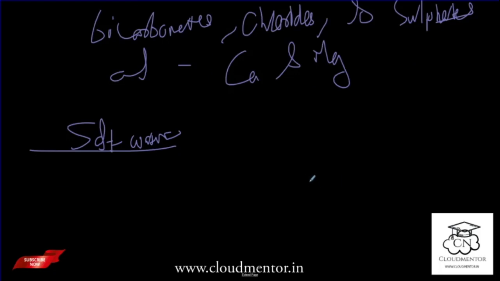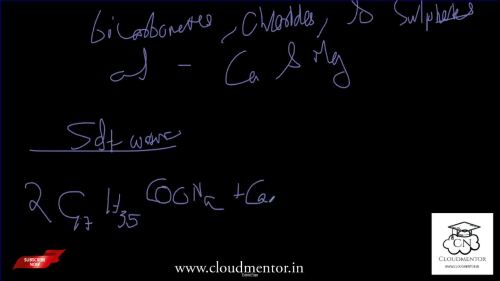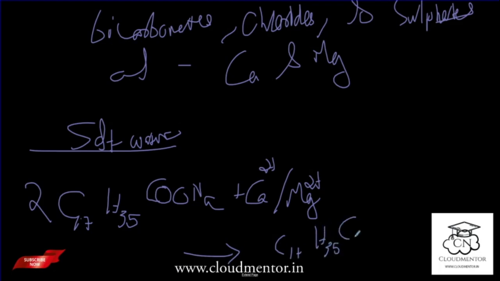as sodium stearate changes to the corresponding calcium or magnesium salt, which precipitates out, as in the reaction: 2C17H35COONa, which is a soap, reacts with the calcium or magnesium ions of hard water, giving the precipitate (C17H35COO)2Ca plus 2Na+. Soft water, on the other hand, readily lathers with soap.